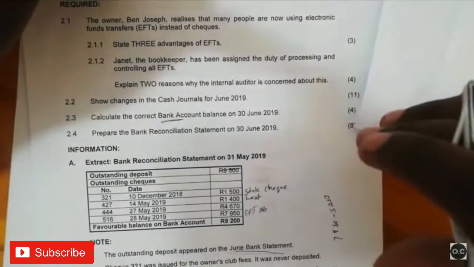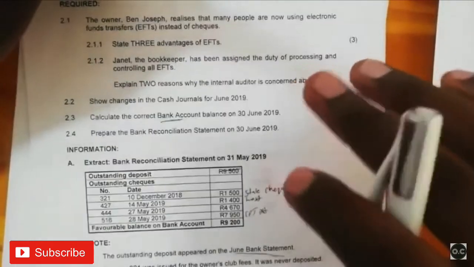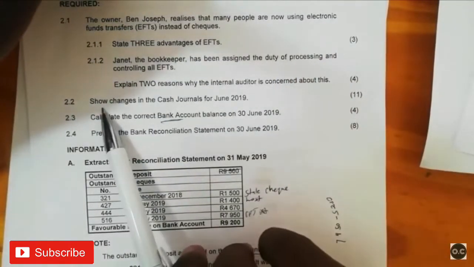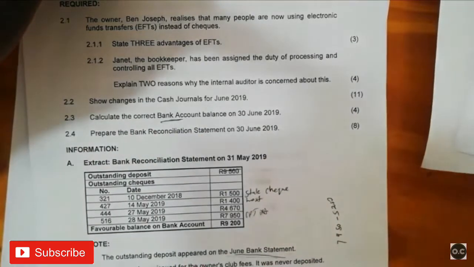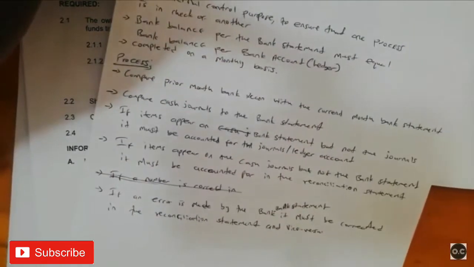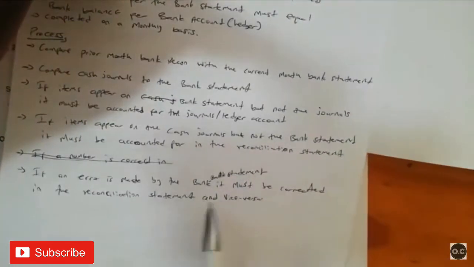Okay, great. So now we get into the crux of this question, right? These 3 required. The first required, 2.2, says show changes in the cash journals for 2019. What in our process, where do we have to fix stuff that has to do with the journals, right?